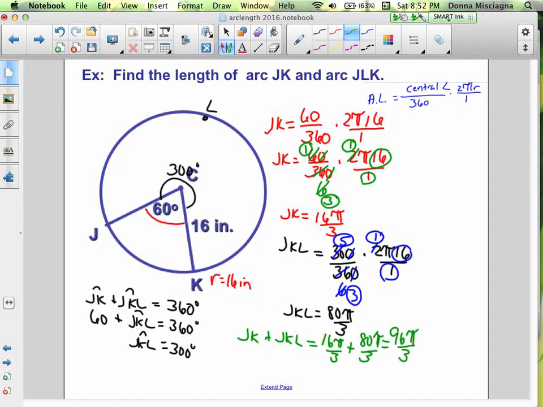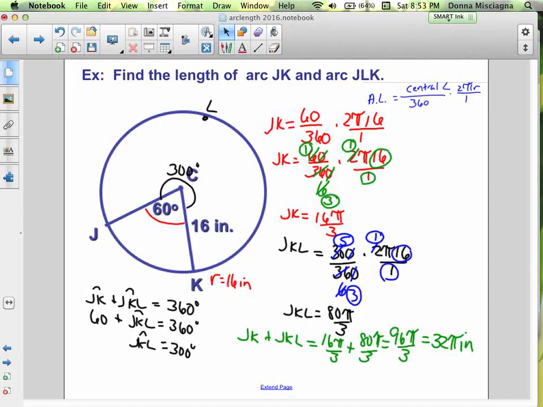Well, I could reduce that. 9 and 6 are clearly divisible by 3. All right, so if I divide 96 by 3, that's going to be 32 pi. And that's inches.